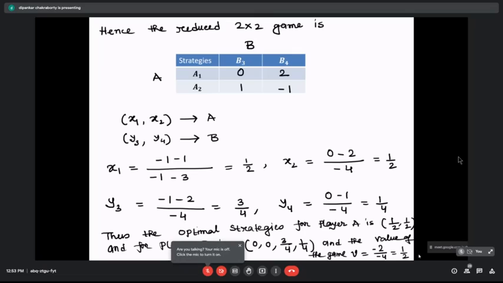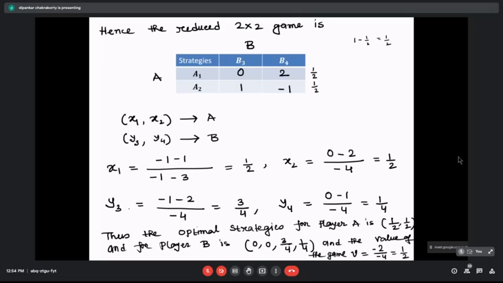Yes, sir. Just check one thing, look how interesting this problem is, this is an interesting theory. Just take the strategy half and half. So basically what we are saying is that player A will play the strategy A1 with probability 1/2, and A2 with probability 1/2. Now if you multiply this, 0 into half, 1 into half, what is going to come? Half, the value of the game. 2 into half, that is 1. 1 minus half, that is half. Again you are going to get half.